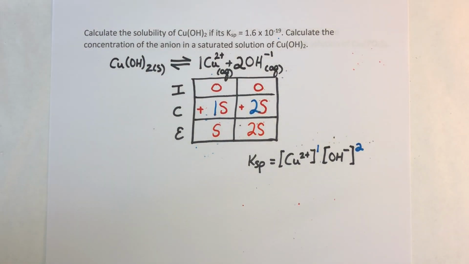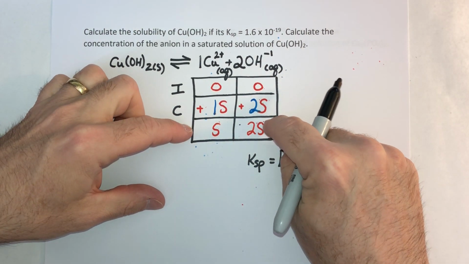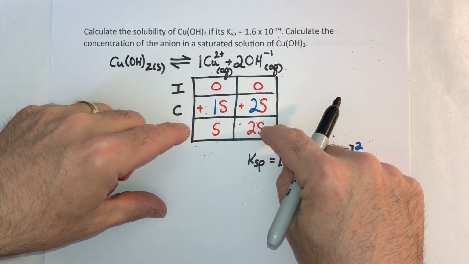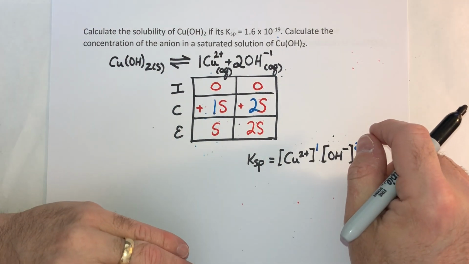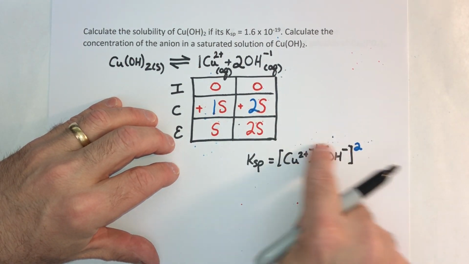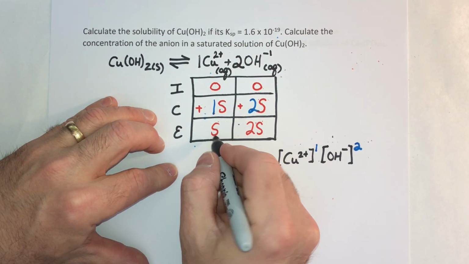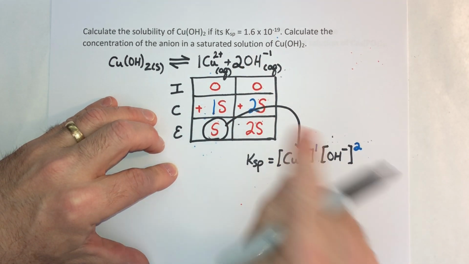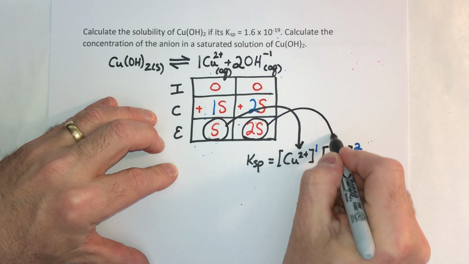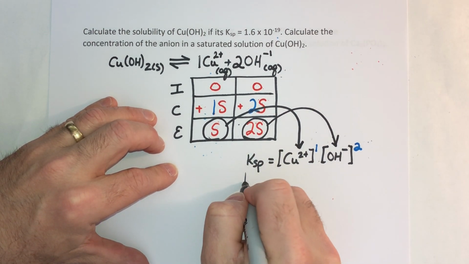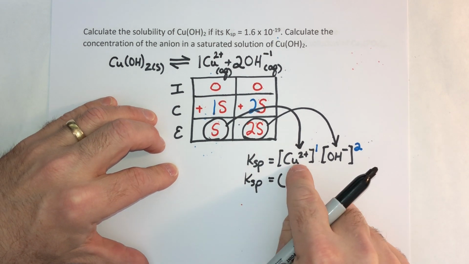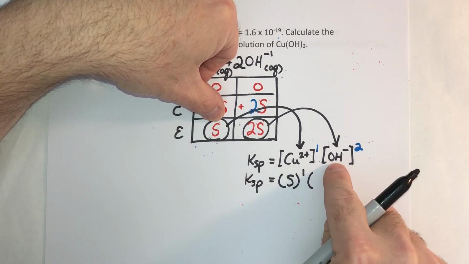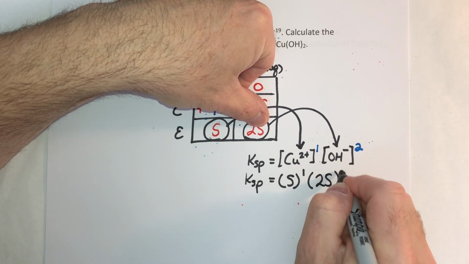And again, like the last time, I'm simply going to take the equilibrium numbers and put them into the equilibrium expression. Now, I was a little hesitant to call them numbers because they're not numbers, they're S's. But the idea is, whatever's in this row, you're going to dump into this equation. So how much copper 2 plus do you have? I have S. So that goes in for the copper. How much hydroxide do you have? I have 2S. So that goes in for the hydroxide. So my KSP is going to be the amount of copper 2 plus, that's an S to the power of 1, times the amount of hydroxide. That's a 2S squared, right?